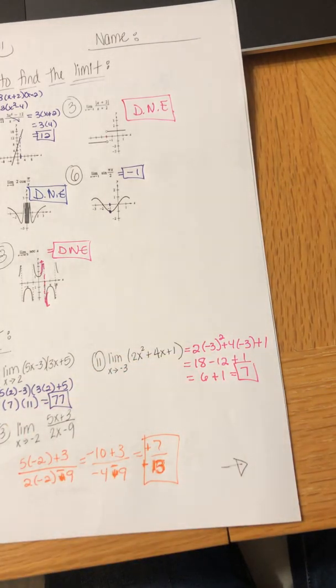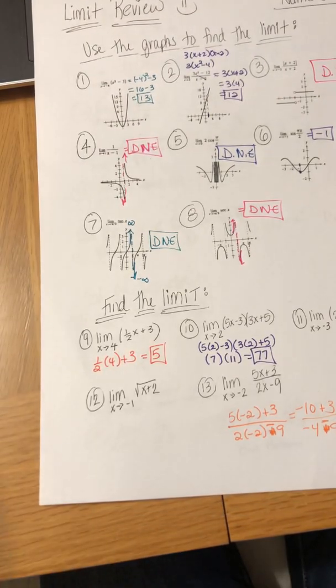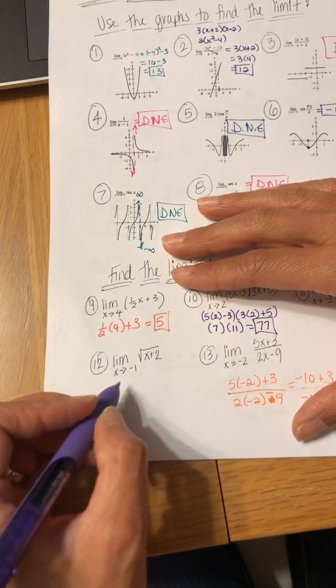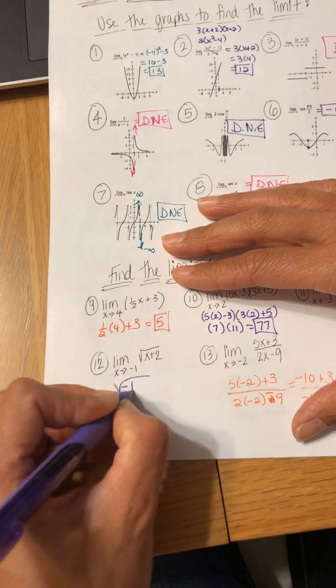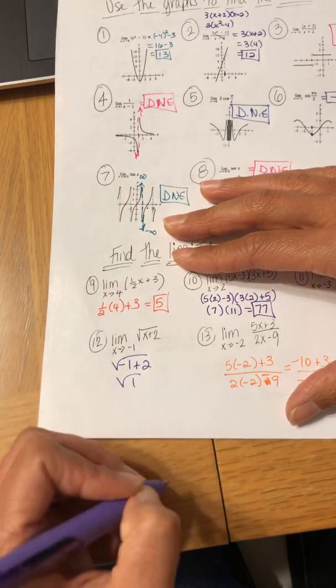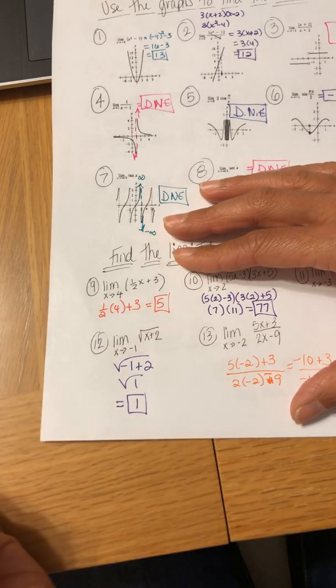Okay. Number 12. So we have the limit as x approaches -1 of the square root of x plus 2. So we just have to plug in a -1 for x. So it's the square root of -1 plus 2. -1 plus 2 is 1. The square root of 1 is 1. So the limit is 1.